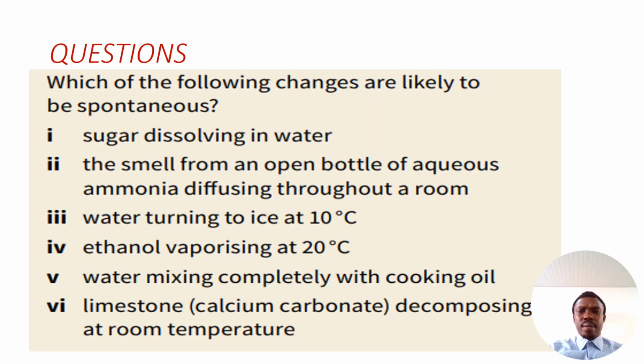So based on what we've discussed on spontaneous change, a spontaneous process only occurs whenever there's an increase in the entropy of the system and its surrounding. A spontaneous change is a change that is likely to occur naturally. So which of the following changes are likely to be spontaneous?